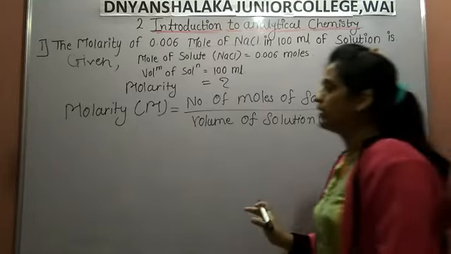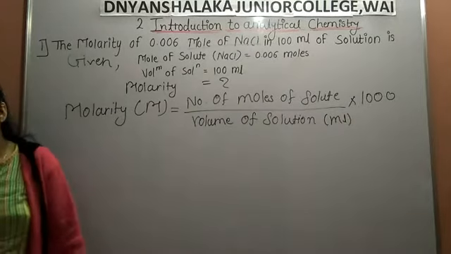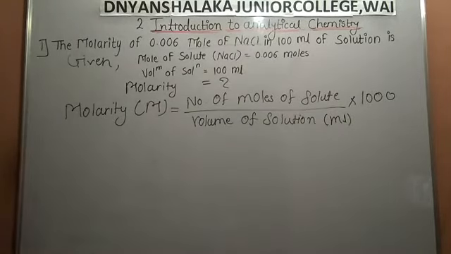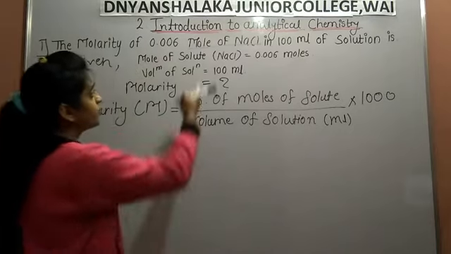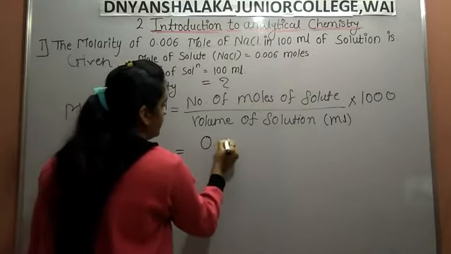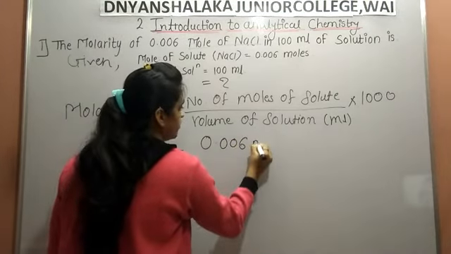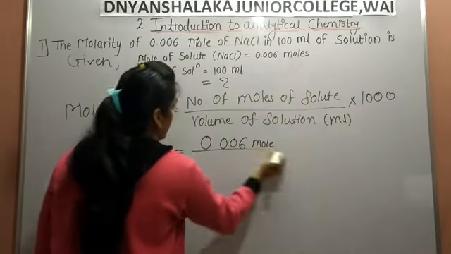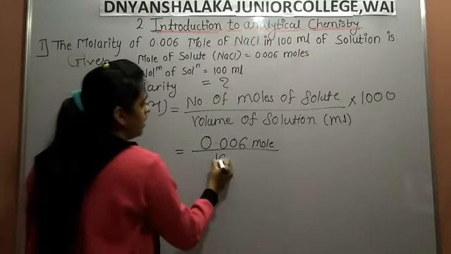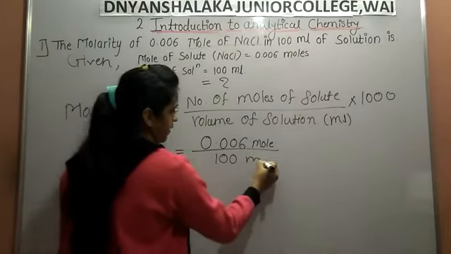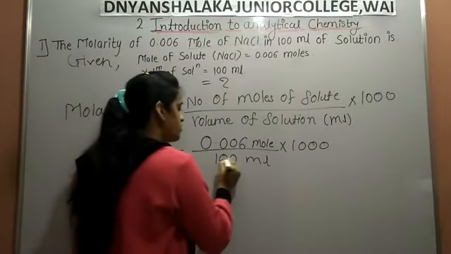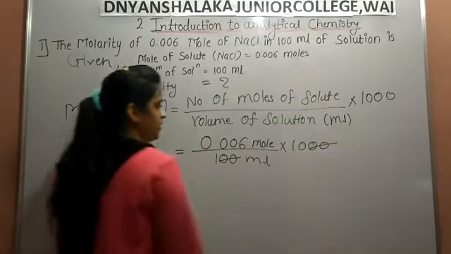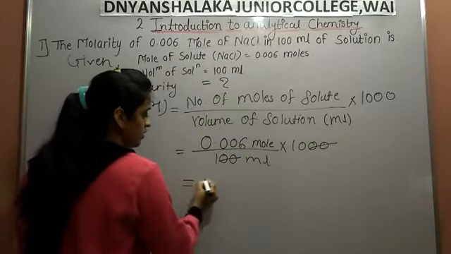So molarity is equal to the number of moles of solute divided by the volume of solution in milliliter into 1000. So we are given the number of moles of solute, 0.006 mole, and the volume of solution, which is given as 100 ml, and multiply into 1000. This 20 and this 20 get cancelled out.